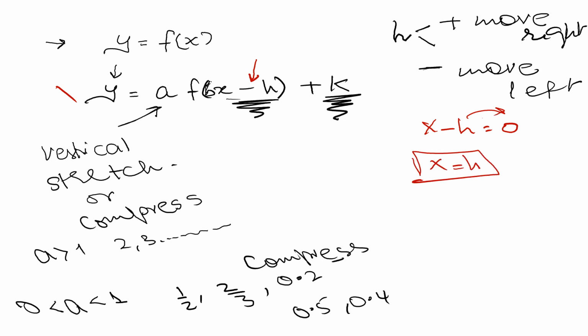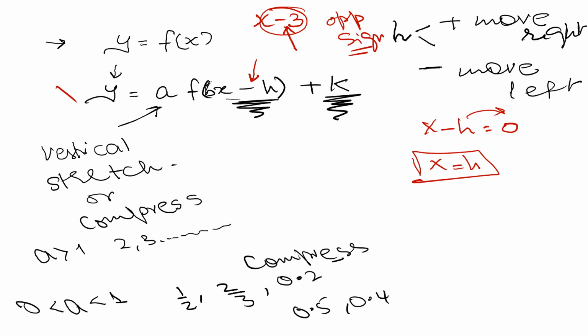What does it mean? In an equation, whenever you see, for example, x minus 3, don't say that h is negative 3. Take the opposite sign of h, keeping in mind that x minus h should be equal to 0. So as a short trick, you have to take the opposite sign of h.